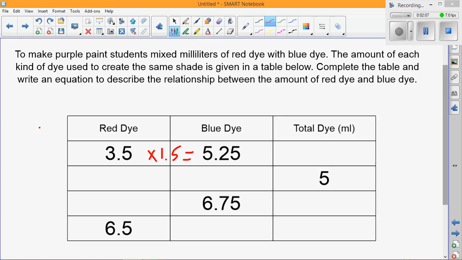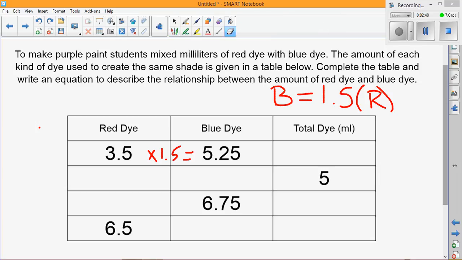So we can already write the equation that the amount of blue dye is equal to 1.5 times the amount of red dye. It looks very similar to our equations that we've written, y equals the constant times x. Only now we're making a real life problem, so we have B for blue and R for red. And the total dye is literally just the addition problem. So we're going to take 3.5 and add it to 5.25, and we should get 8.75.